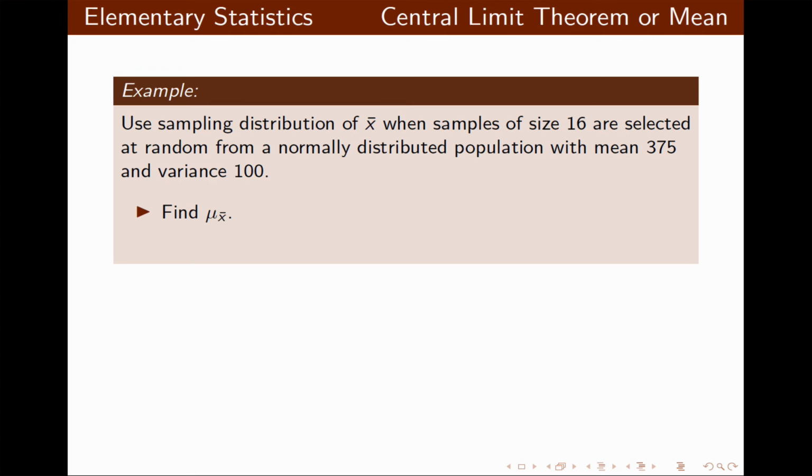Now in this example, we're going to use the sampling distribution of x bar with sample size 16 from a population that has a mean of 375 and a variance of 100. So the mean of the means will be the same as the original by central limit theorem, and the variance of the means will be the variance of the original divided by our sample size.